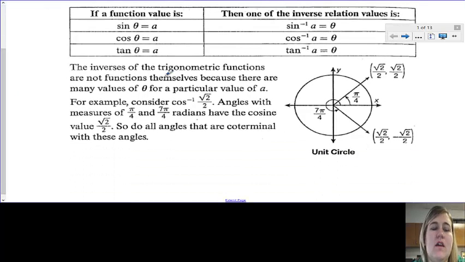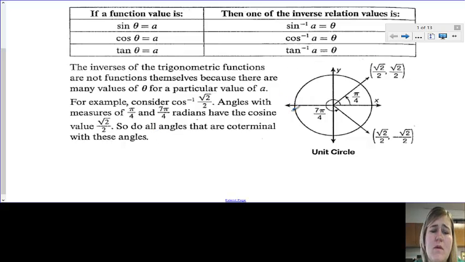It says the inverses of trigonometric functions are not functions themselves because there are many values for theta for a particular value of A. For example, consider the inverse cosine of radical 2 over 2. Angles with measures of pi over 4 and 7 pi over 4 radians have the cosine value of radical 2 over 2. So do all angles that are coterminal with these angles.